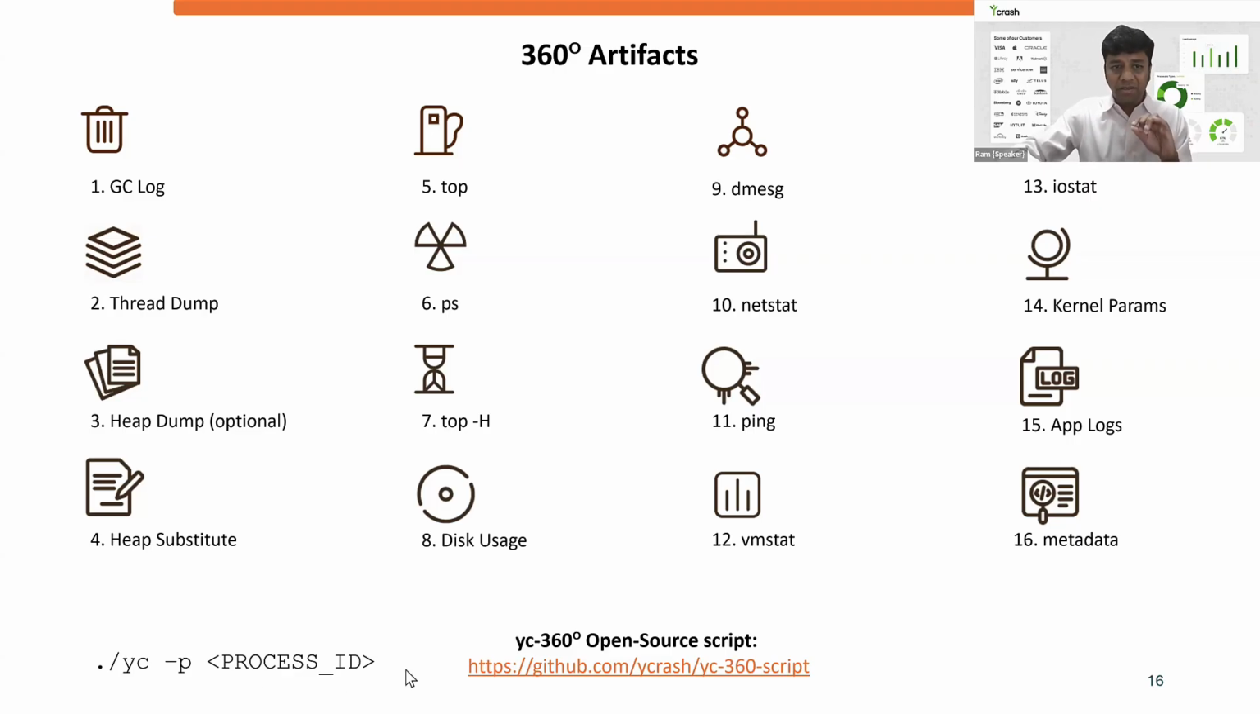So when you trigger the script, it is going to capture 360-degree data. Right? It's capturing the garbage collection log, thread dump, heap dump, dmesg. In fact, it discovers the application log, which is one of the vital artifacts to troubleshoot several problems. So it auto-discovers the logs to which the application writes. It scrapes the last 10,000 lines. And then this script bundles everything into one zip file. Once you have the zip file, you can take it and do the analysis.